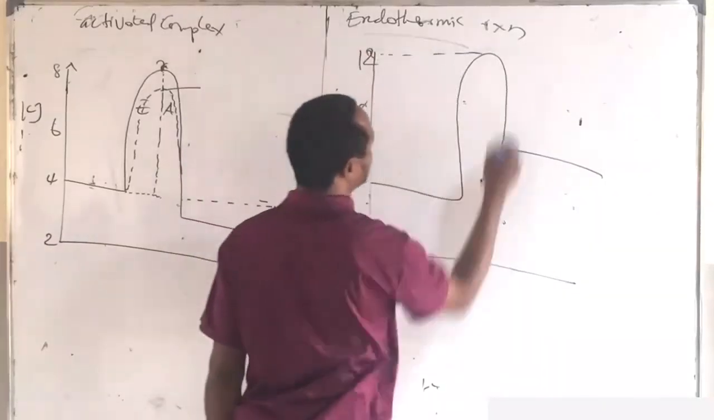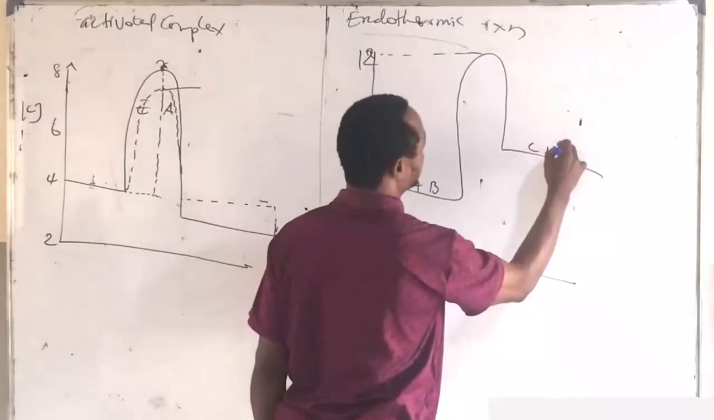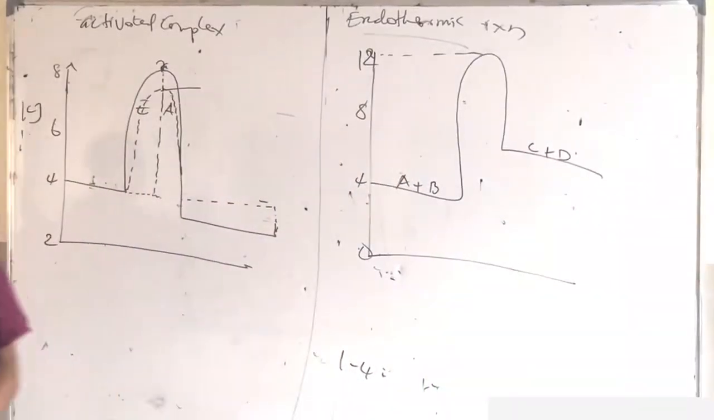Now you have one like this. This is the reactant and this is the product. So this is an endothermic reaction. How do I know?